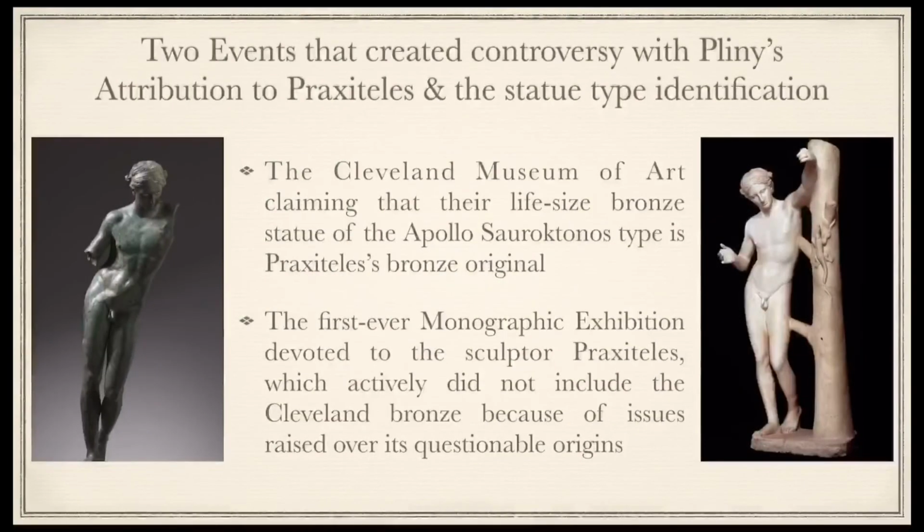There are two recent events that have made a re-evaluation of Pliny's attributions to Praxiteles and the identification of the statue type timely. One is the Cleveland Museum of Art claiming that their life-size bronze statue of Apollo Sauroktonos type is Praxiteles' bronze original statue. The second event is the first ever monographic exhibition devoted to the sculptor Praxiteles, which actively did not include the Cleveland bronze because of the issues raised over the questionable provenance and where it was from.